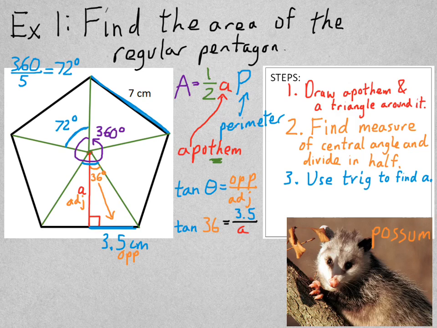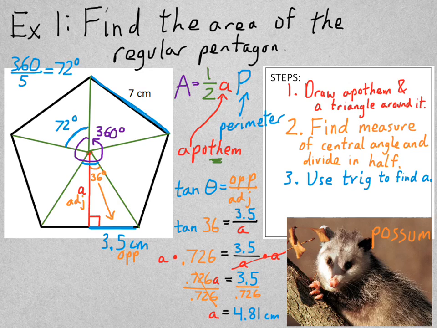Alright, let's just walk through and solve it. If I put tangent of 36 in the calculator, that's 0.726. Then I'll multiply both sides by A to get it out of the denominator. So I'd have 0.726A equals 3.5. Dividing by 0.726, I would have A equals 4.81 centimeters. Okay, so my apothem is 4.81.